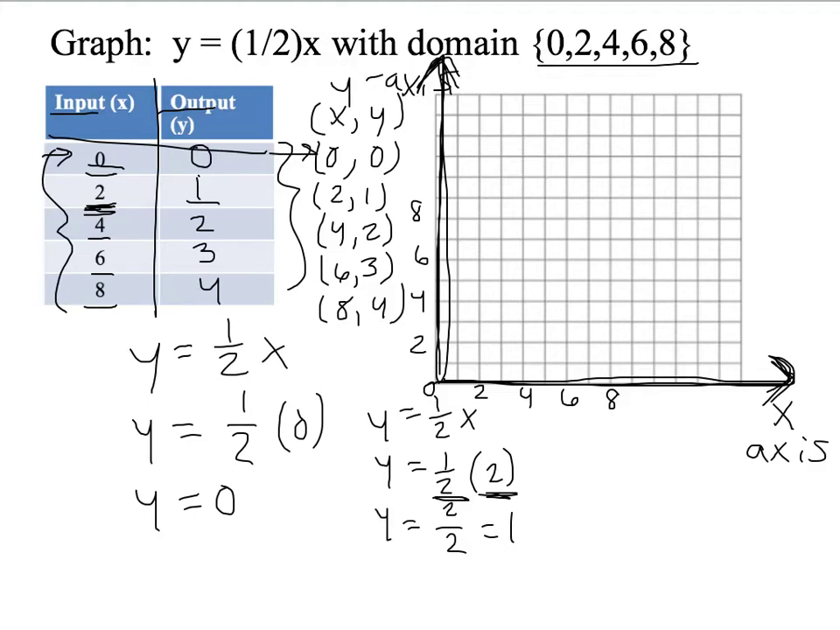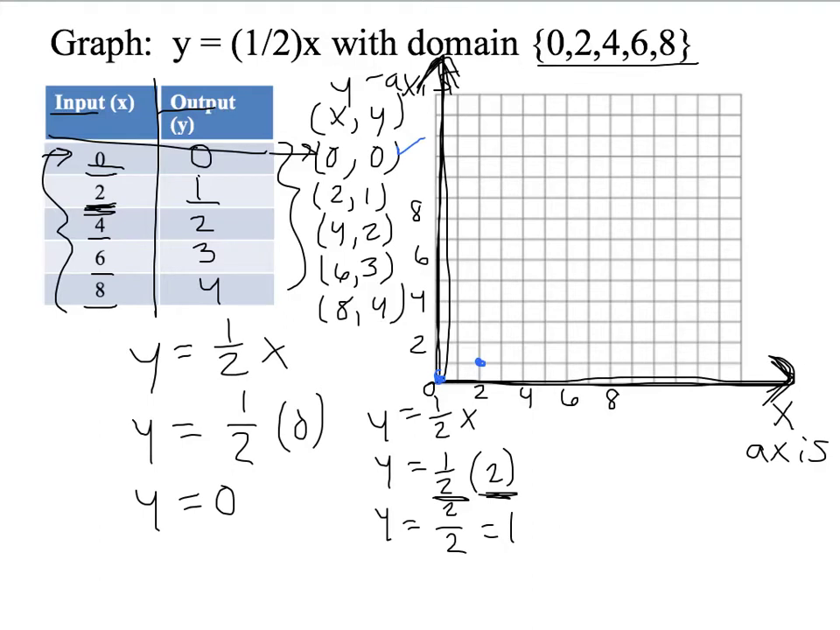So our first point is 0, 0. So we'll go ahead and draw a point right here at 0, 0. And that's this one. Our next value is 2, 1. So we go over 2 on the x-axis, and we go up 1 on the y-axis because the y value is 1. And we'll put a point right there.